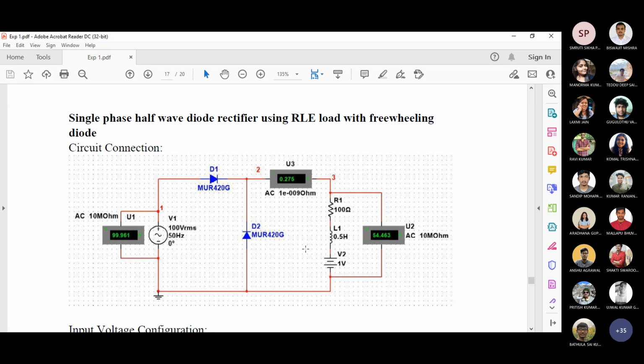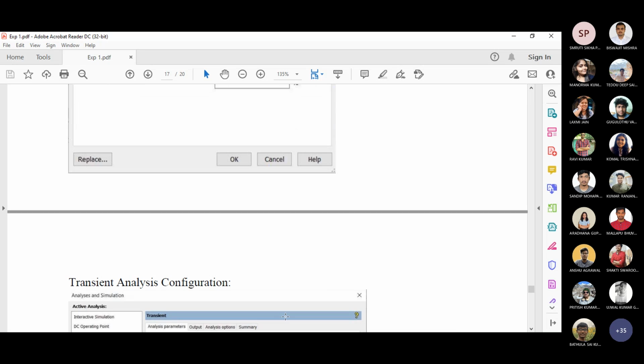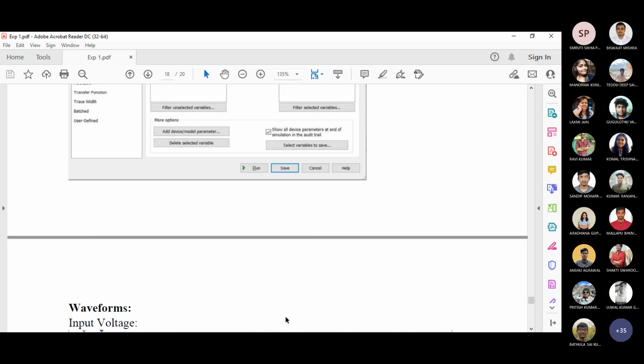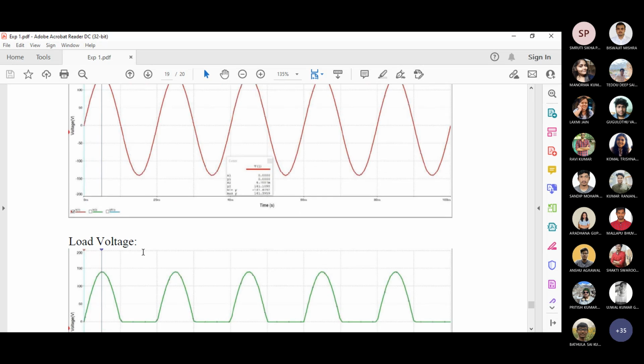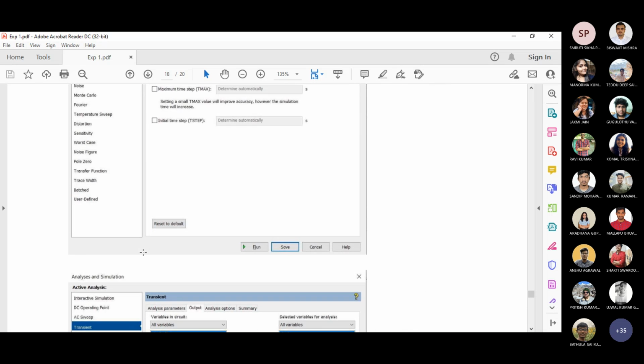And 0.5 Henry is the standard you are considering. Now decrease the value: 0.5 Henry is there, then make it 0.25 Henry, then 0.1 Henry, then 0.01 Henry. What changes will be there? You can see a lot of oscillations here for the inductor. There is a freewheeling diode, so you cannot understand so much. That is one study you can do.